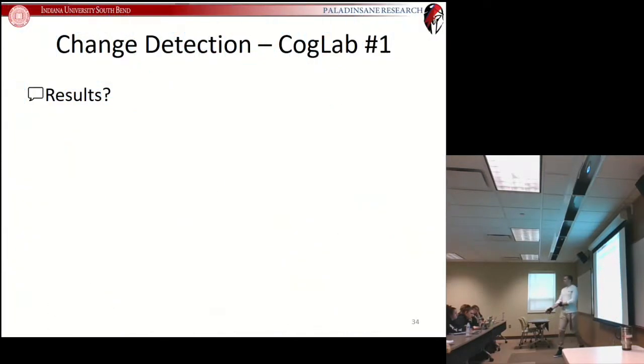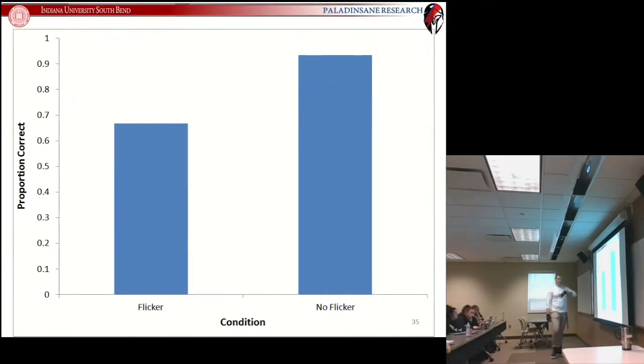All right, so let's take a look at the results that came about from this experiment. Here we have the proportion correct. So how many times did you identify the change condition and the no change condition correctly, either saying yes, there is a change, or saying no, there is not a change? And how many times did you identify change versus no change in the no flicker condition? This is the flicker condition here. This is the no flicker condition here.